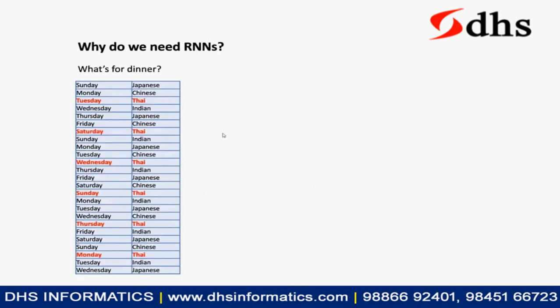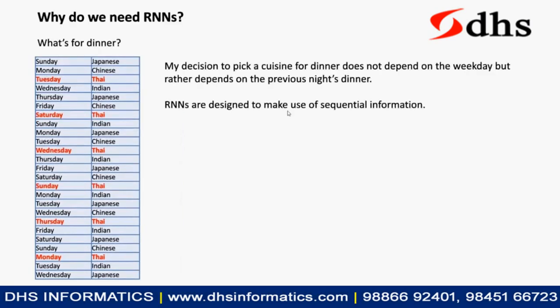To explain it more, we will take one example. For example, a person takes dinner, 4 types of foods: Japanese, Chinese, Thai, Indian. Suppose he took Japanese food today, tomorrow he will take Chinese, the next day Thai, like that. Here the chart is showing what food he took on Sunday, Monday, like that. The important thing is that the decision of which type of dinner he is going to eat does not depend on the weekday, but rather depends upon the previous night's dinner, what food he had at last dinner.